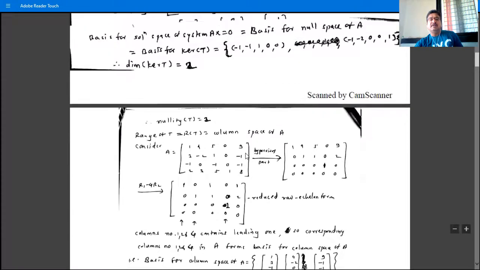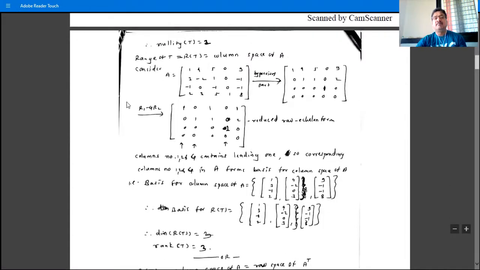So how can we obtain the basis for the column space of A? Reduce the matrix A to reduced row echelon form. Note the columns that contain leading ones, and the corresponding columns in A form the basis for the column space of A. So the basis is the set of three vectors: the first column as the first vector, the second column as the second vector, and the fourth column, with 0, 0, 0, 1 instead of this element.